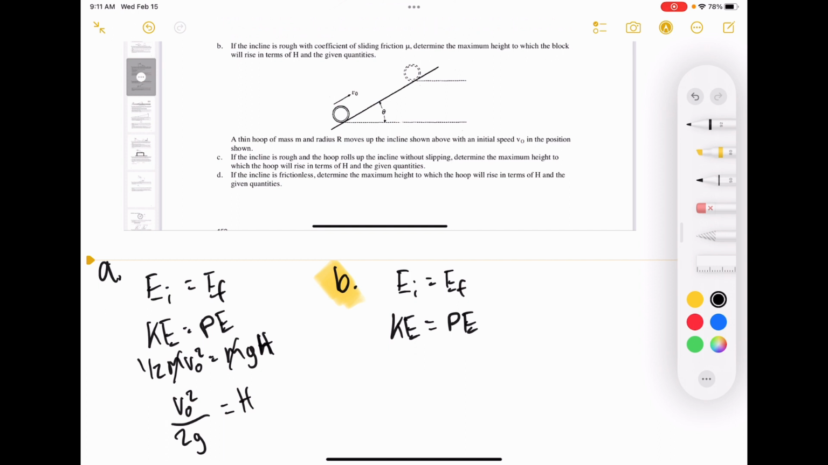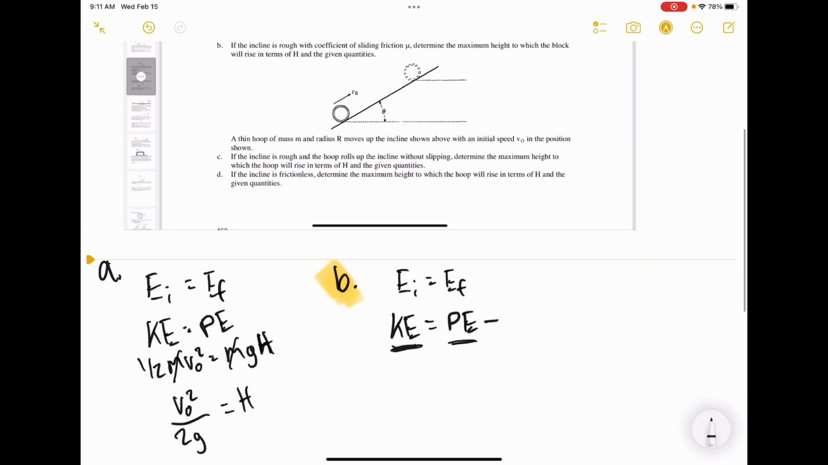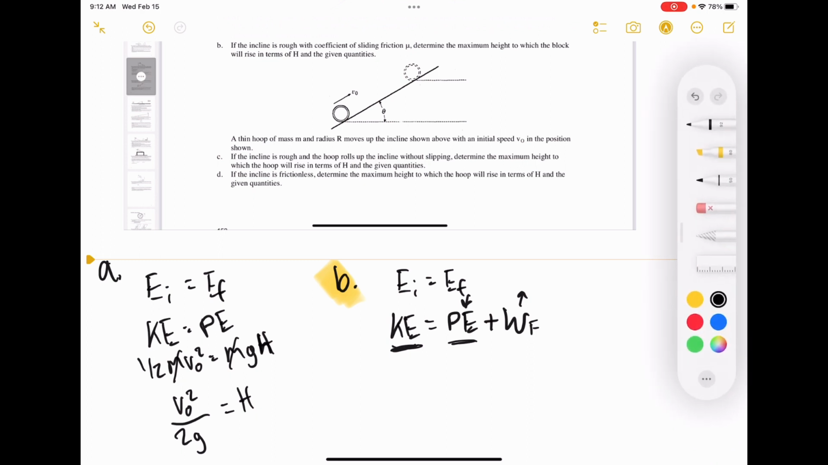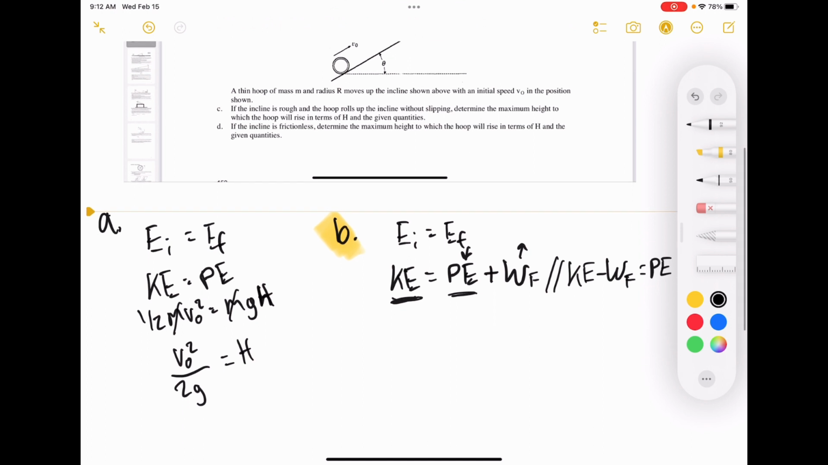One is I can say, okay, I know that KE is going to turn into PE, but not all of it is going to turn into PE. Some of it is going to get used up by friction, okay? So if I just put plus work done by friction here, that takes it into account, right? So now I have this PE will be a lower number as this work from friction increases, okay? Alternatively, you could also look at it as KE minus work done by friction equals the potential energy. Both of those are correct and fine, okay? So let's go ahead and plug in.